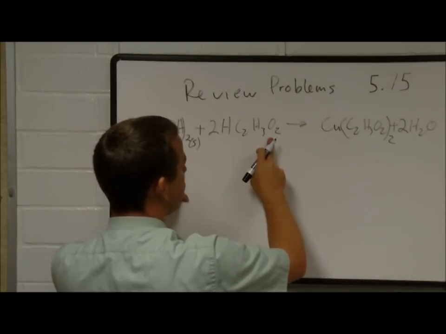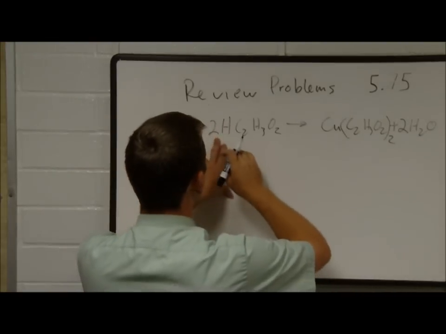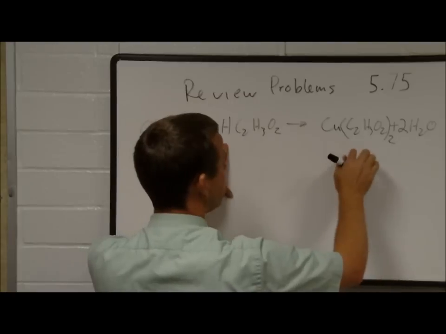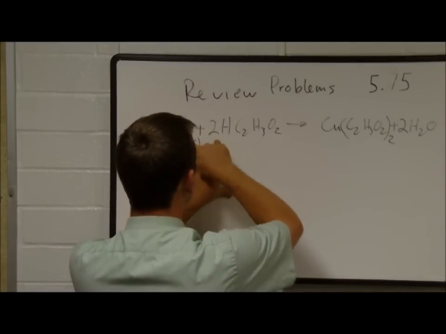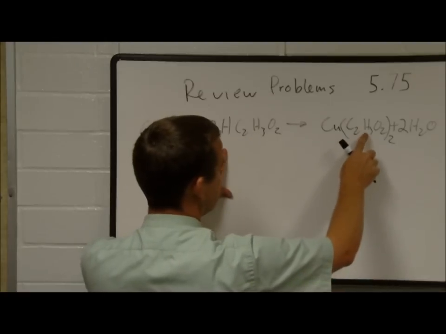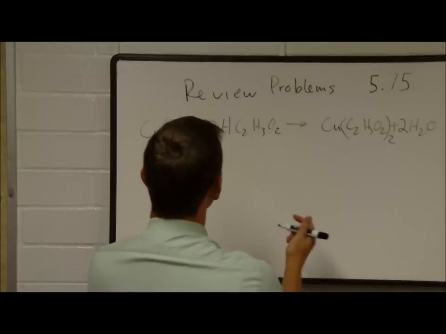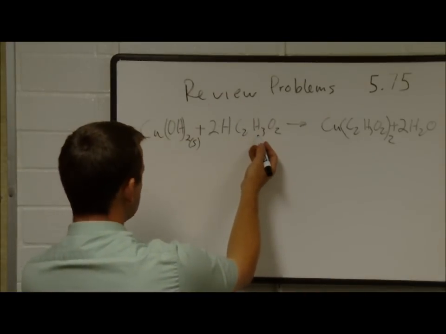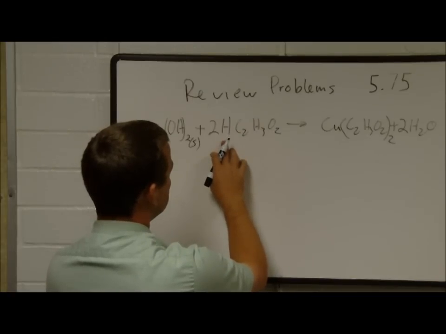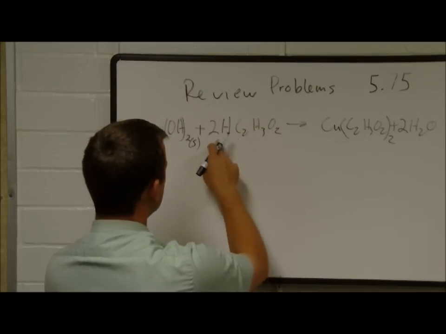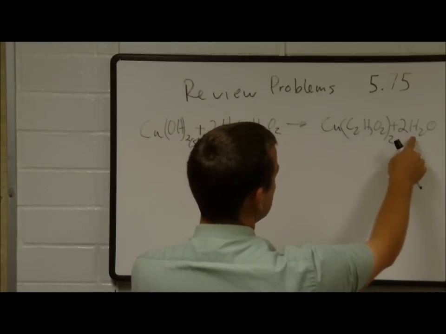2, 3, 4, 5, 6 oxygens. 2, 3, 4 hydrogens, 5, 6, 7 hydrogens, 8, 9, 10. Count that right? 2 times 3 is 6, 7, 8 hydrogens. 6, 7, 8, 9, 10 hydrogens.